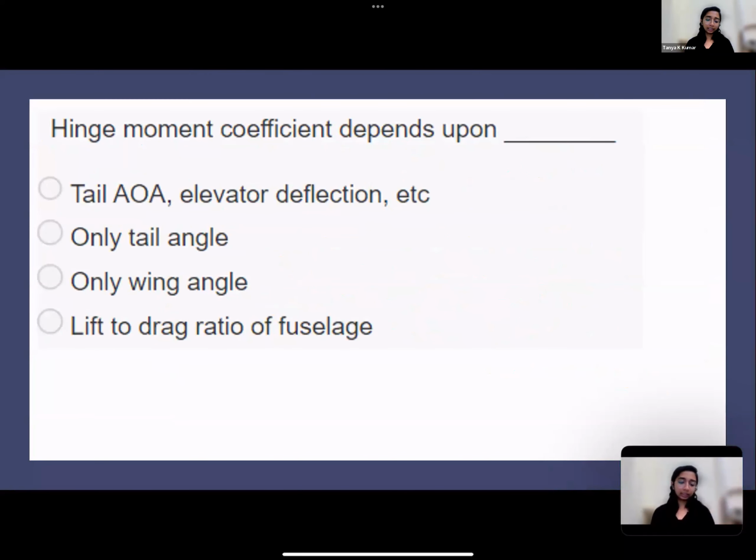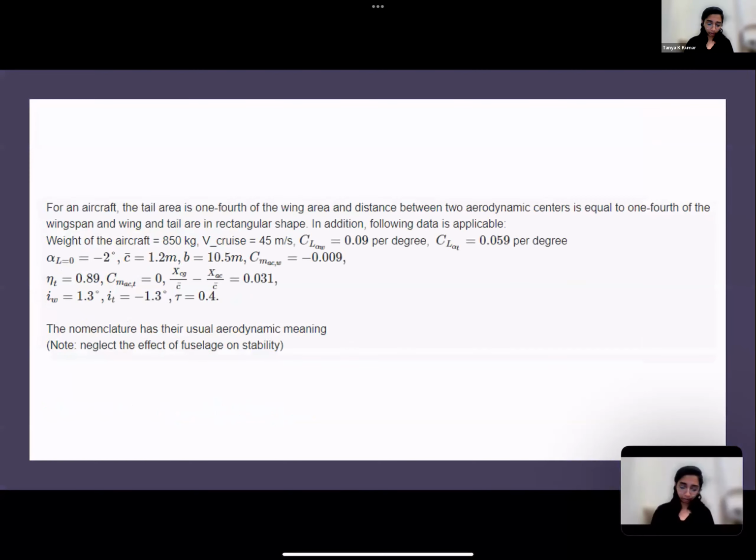Another question. A hinge moment coefficient depends upon... We've done this multiple times. A, exactly. So this is the equation. It has angle of attack, elevator deflection, trim tab deflection. Now here's a question. I think we have done something similar before, but let's just do this for practice.